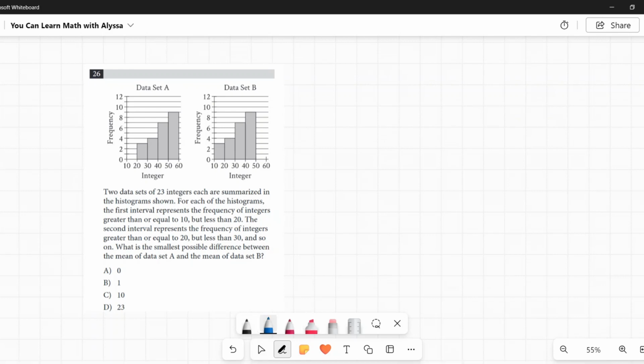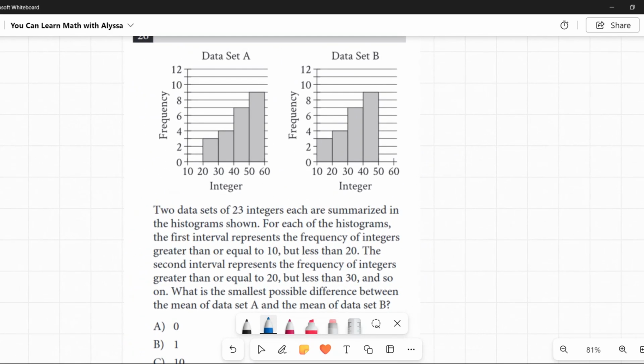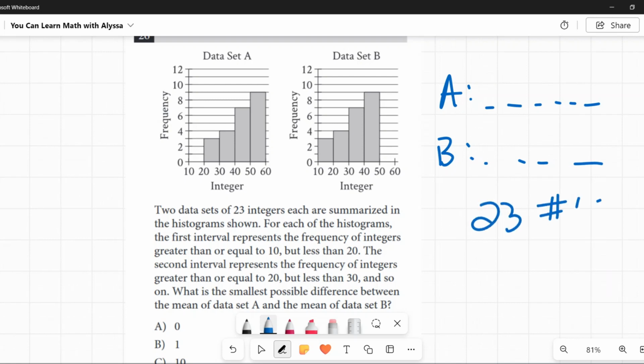All right, so let's start by just making sure we understand what these histograms mean. There are two data sets of 23 integers. We have data set A and B, and in each of these data sets there are 23 numbers. They're all integers, so there are no fractions, no decimals. They are just nice, round, lovely numbers. They're looking at these data sets and summarizing them.